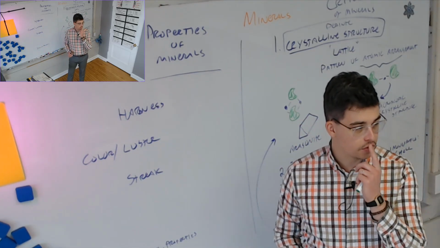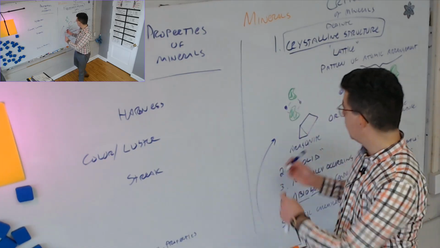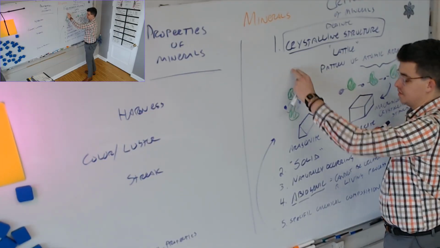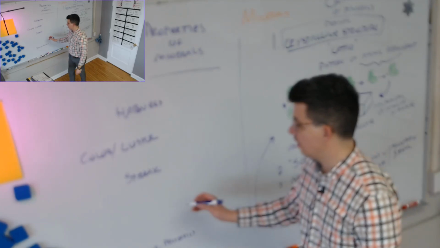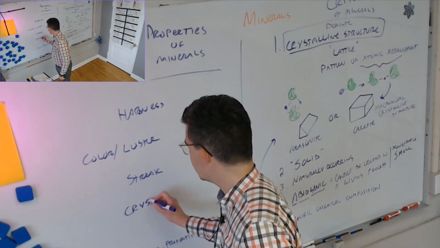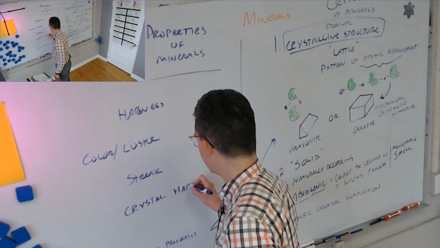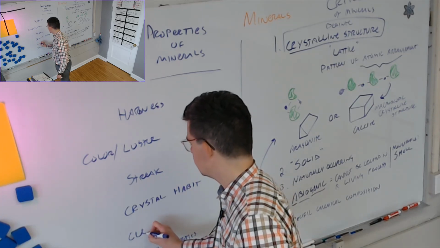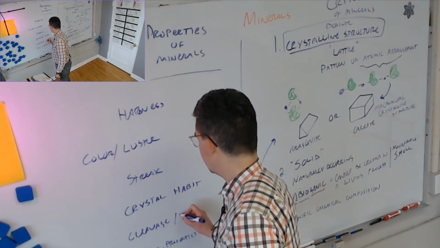Special properties can be very handy if there are special properties, but obviously not everyone does. What are the other two that are actually the most important? Based on what we defined a mineral as, chemical composition and crystal structure. They are what we call crystal habit. Your book calls it crystal shape. In real life, we call it crystal habit and cleavage/fracture.